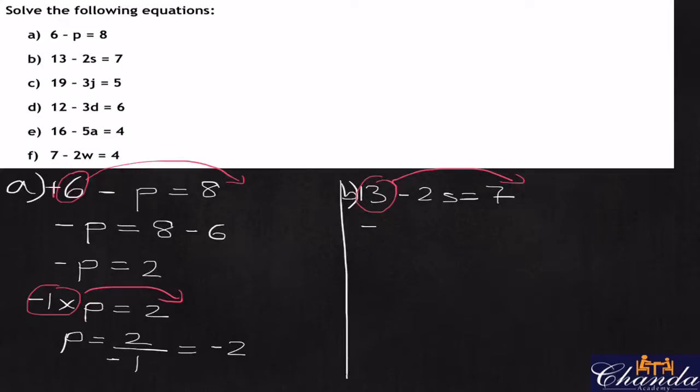So that makes it into 2s is equal to 7 minus 13. So negative 2s is equal to 7 minus 13, which is negative 6. Then taking the negative 2 to the other side. Now remember, negative 2s is simply negative 2 times s.